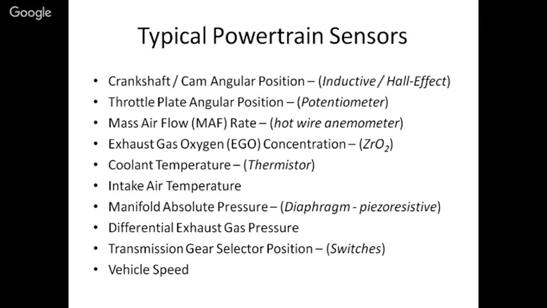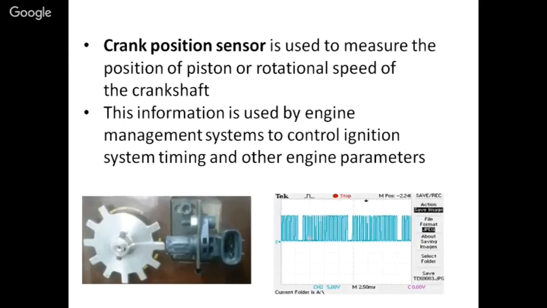So now our focus will be to go through the fundamentals, and we'll also have a small demonstration to see how it works. Now a crank position sensor is obviously used to measure the position of the piston or the rotational speed of the crankshaft. This information is used by the engine management system to control ignition system timing and other engine parameters. So what you see here is a toothed wheel mounted on the crankshaft. So that's how it actually is.